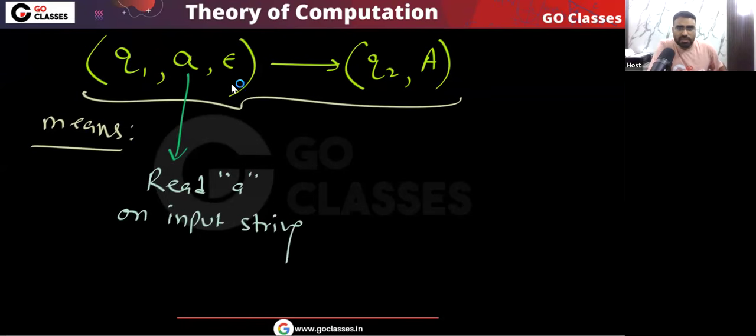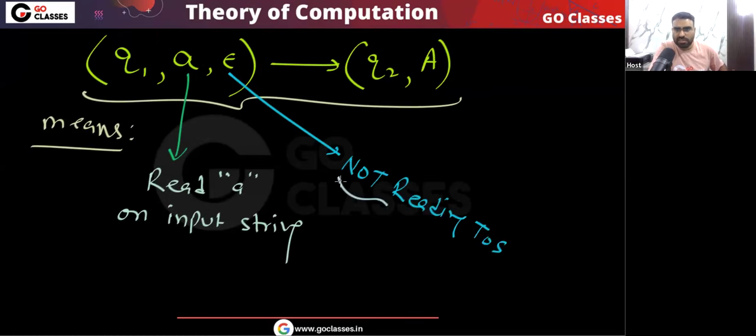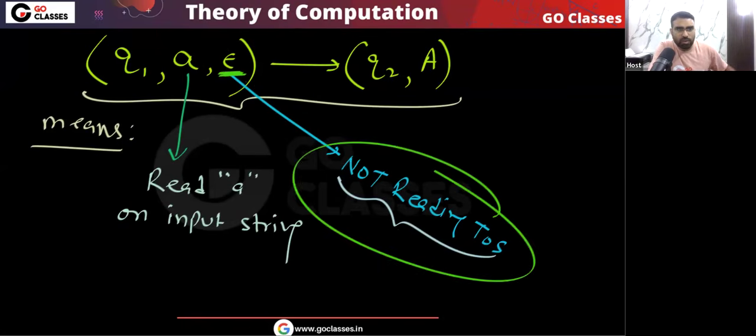And there is nothing you are reading on the top of the stack. We are not reading the top of the stack. The top of the stack can be anything. This epsilon simply means that without reading the top of the stack, we are making this move. So please understand what this epsilon means: we are not reading the top of the stack.